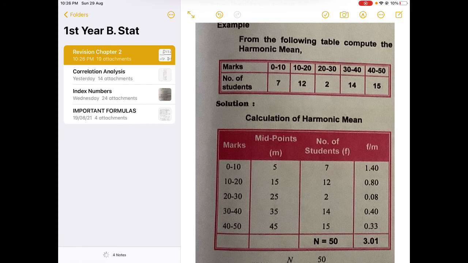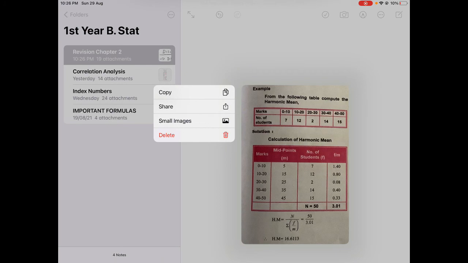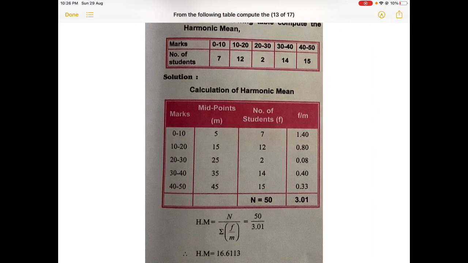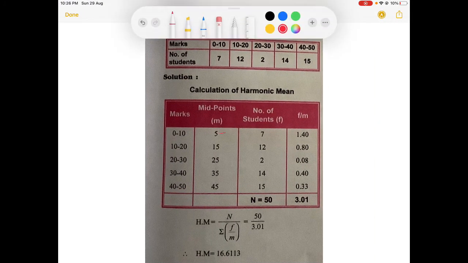So basically we have class intervals and we have the frequencies given. So here, to calculate harmonic mean, first we take midpoint of each class interval. So for example, 0 to 10 we take 5, for 10 to 20 we take 15, for 20 to 30, 25, and so on. Then we take the frequencies and we divide the frequencies by their mid value.